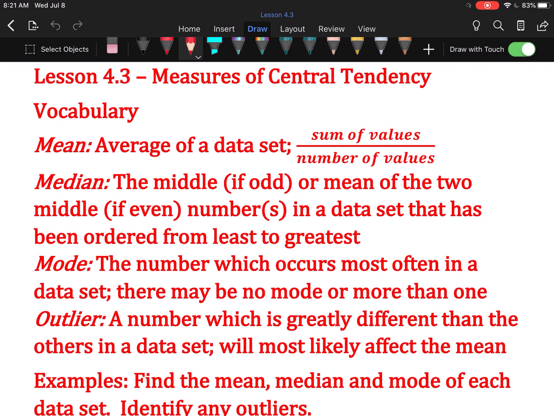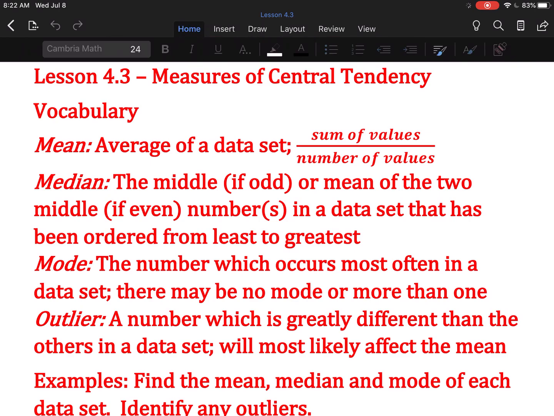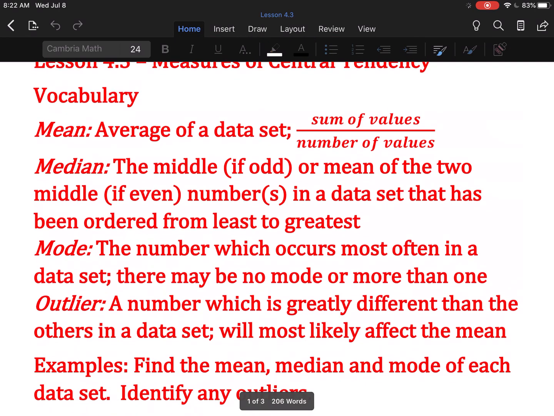The median is the middle, if there's an odd number of numbers, or the mean of the two middle, if there's an even number of numbers, in the data set that has been put in order from least to greatest. Mode is the number that happens most often in a data set. It is possible that there is no mode, and it's possible that there are many modes. And an outlier is a number which is greatly different than the others in a data set. And for your own knowledge, it's most likely to affect the mean.